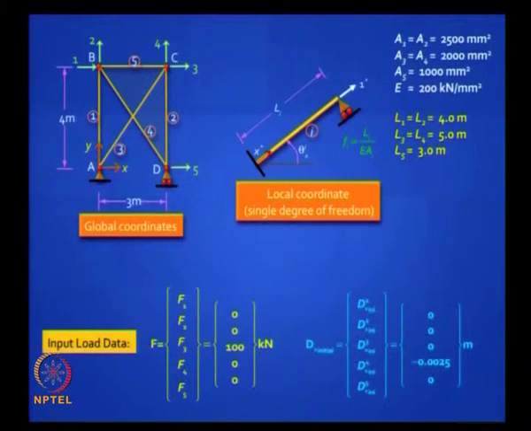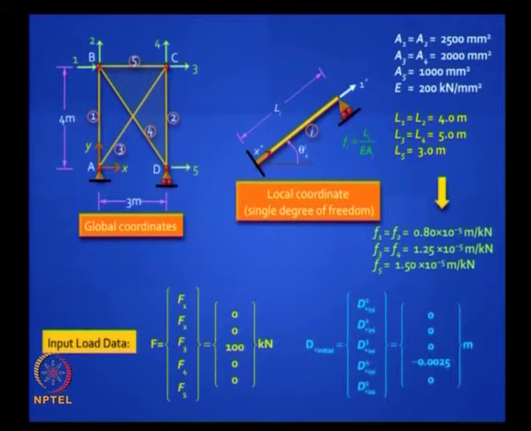Is it clear? And you have 5 bars, all the bars are prismatic, the bar areas are given, the lengths are known. It is a simple problem, the lengths are either 3 meter, 4 meter or 5 meter, the diagonal lengths are 5 meter. So actually you can compute the flexibility values, F1, F2, F3, F4, F5 can be easily worked out. Is it clear? And look at the units of flexibility, it can be either meter per kilonewton or millimeter per newton, it is the same, it works out to exactly the same. Is it clear? We are ready now to proceed.